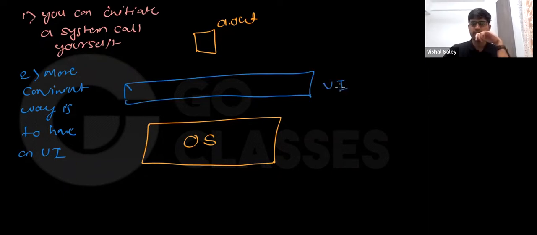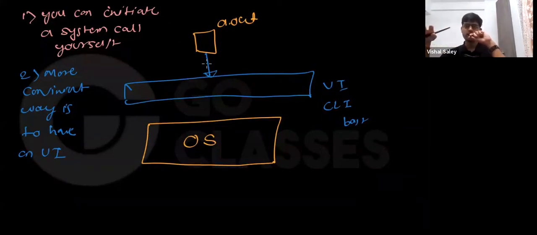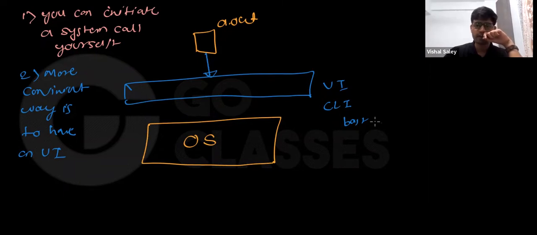Your user interface, whatever you see on your screen, or a command line interface like bash. Instead of directly telling the operating system, you tell this particular UI. How do you tell it? You click on that program, or you type that program's name, that's it. You tell this intermediate UI that you want to run this a.out, and that UI itself will then make the system call.